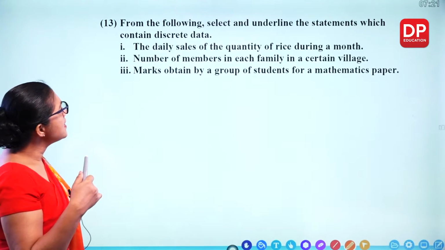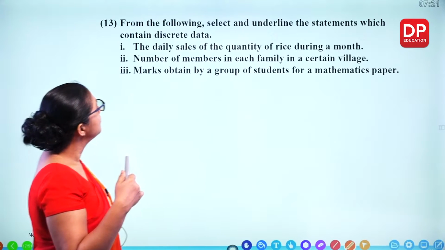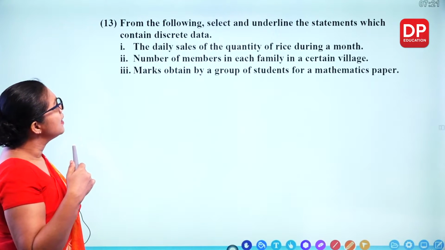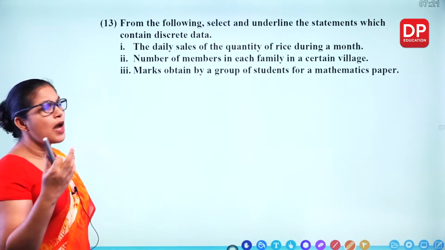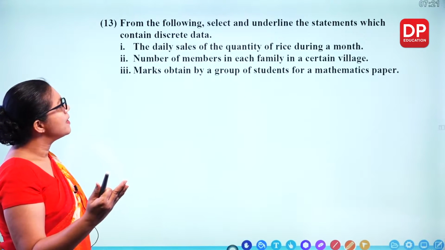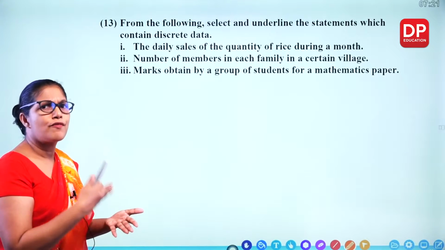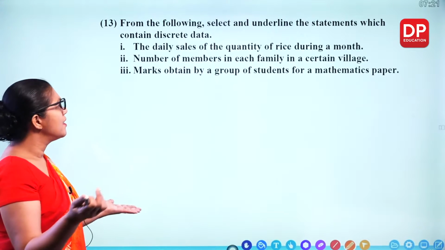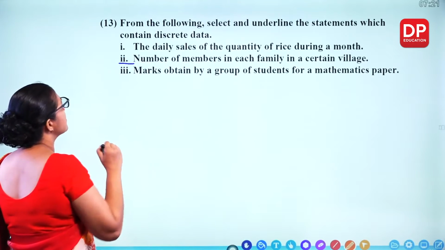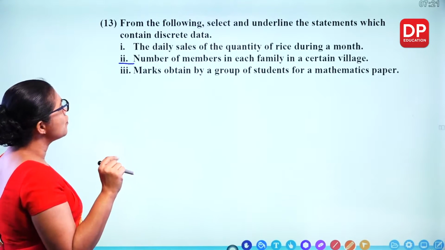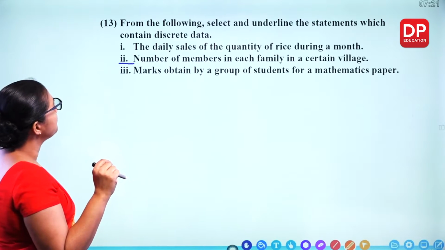Number of members in each family in a certain village. So we can count 5 members, 3 members. So that's a discrete one. So 2 is correct: number of members in each family in a certain village.